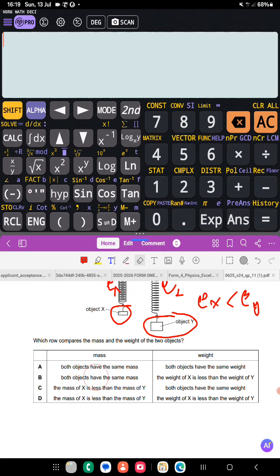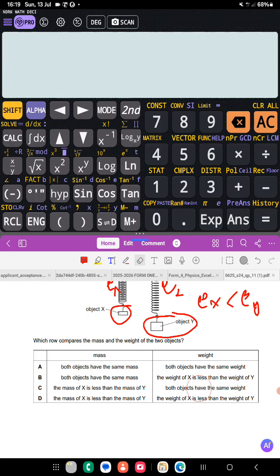B is saying both objects have the same mass. Already we have said no to the first one. Even if this may be true, the weight of X is less than the weight of Y. This may be true, but the mass part is not true. The mass of X is less than the mass of Y. Yes, it's true. Both objects have the same weight.